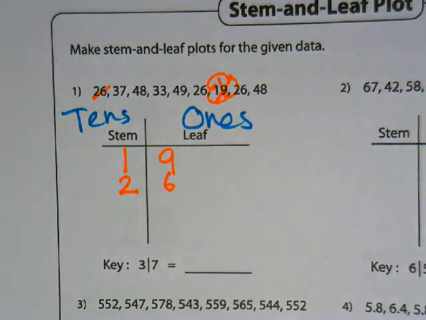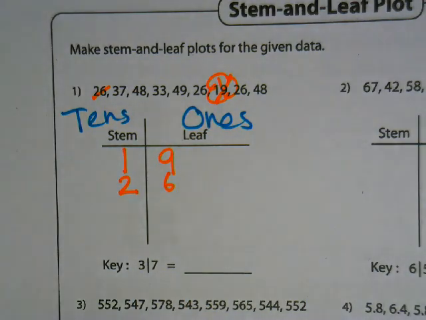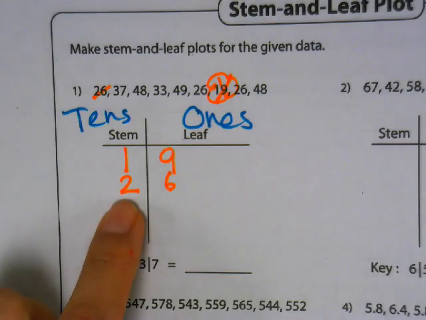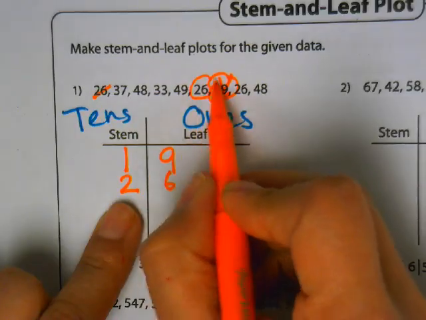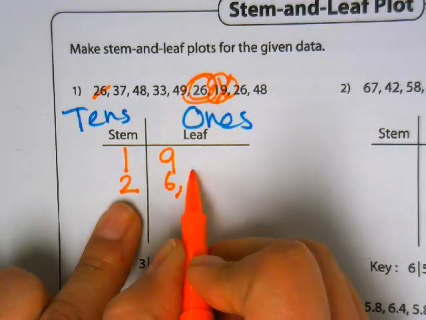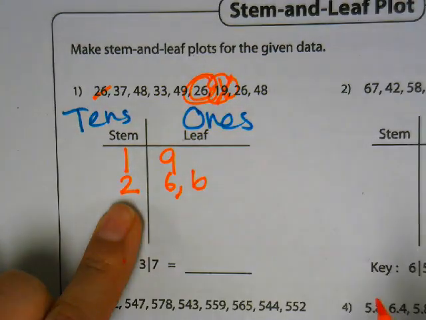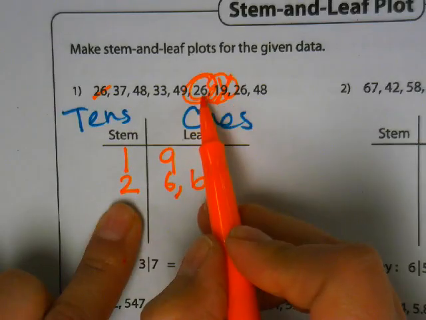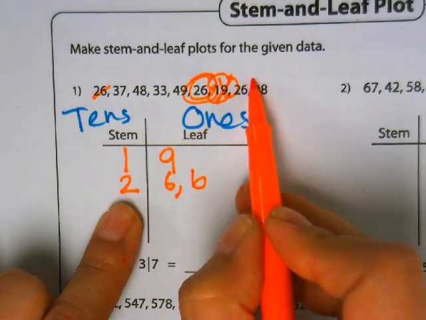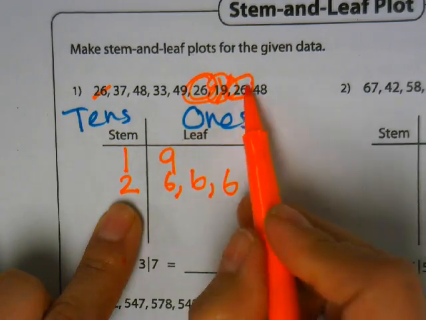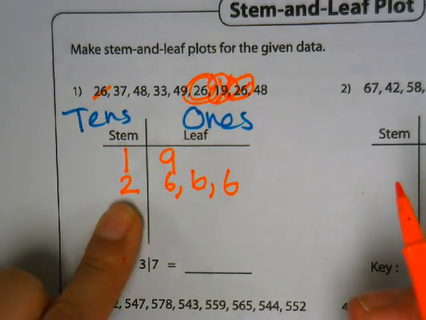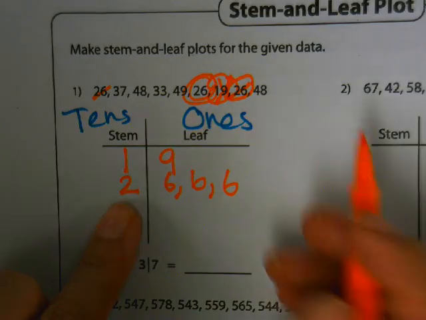Okay, what comes after 26? Another 26. But this time, do I have to write the 2? No, because I already have the 2 represented. So for the 26, I'm just going to write the 6. I don't need to write the other 2. And then there's one more here. So another 6. All right, what comes after 26? 26, 26. What else? 33.